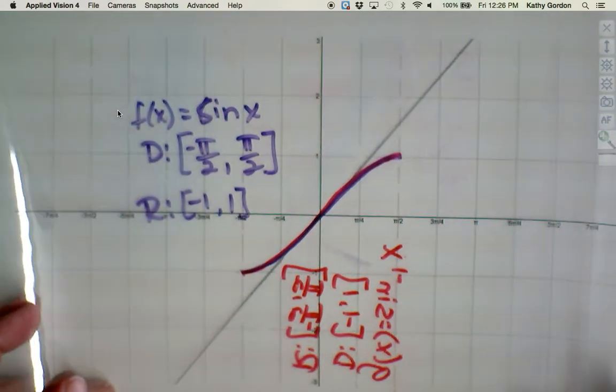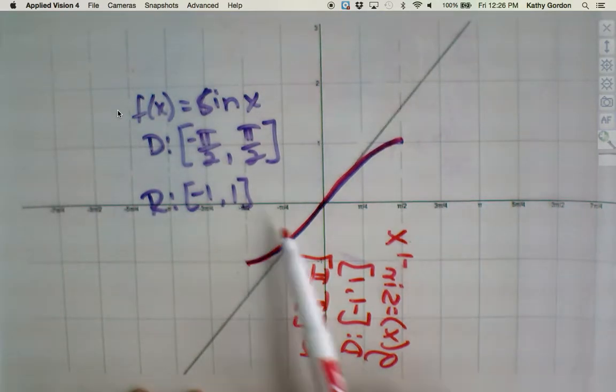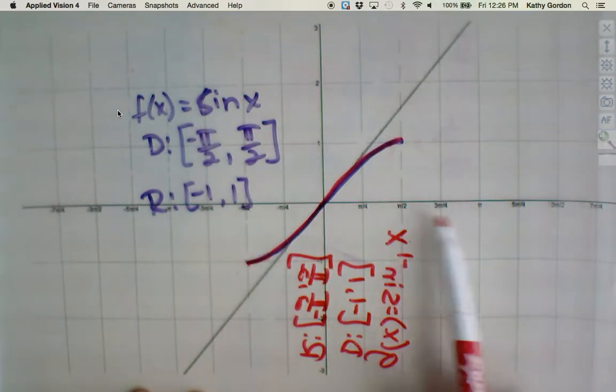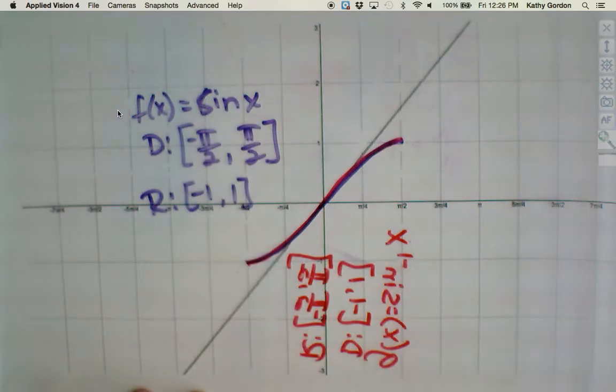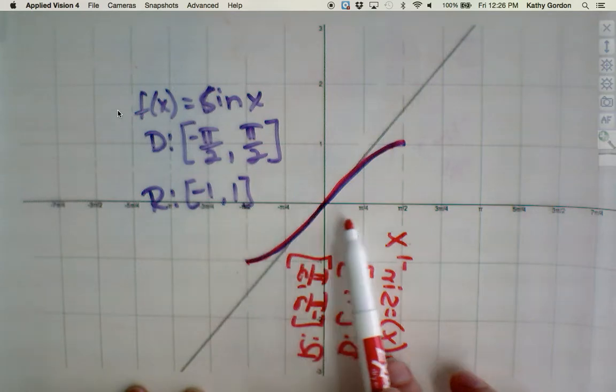Okay, but also look at what's happening with our axes. My x-axis over here when it was just normal sine, these values on the x-axis represent what?